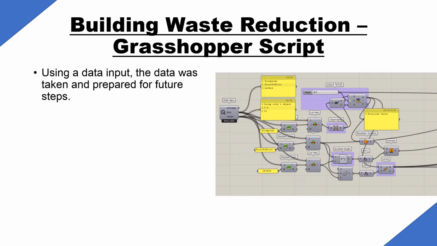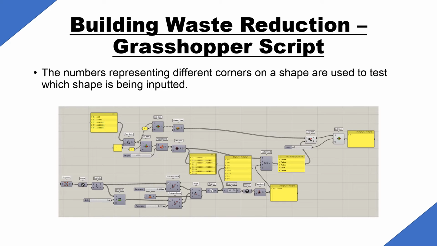Data from the data input, including the footprint, floor-to-floor height, and the levels, were all taken and prepared for future steps. Then a script was made to be able to test the shape of the building footprint, including rectangle, L-shape, T-shape, U-shape, and S-shape.